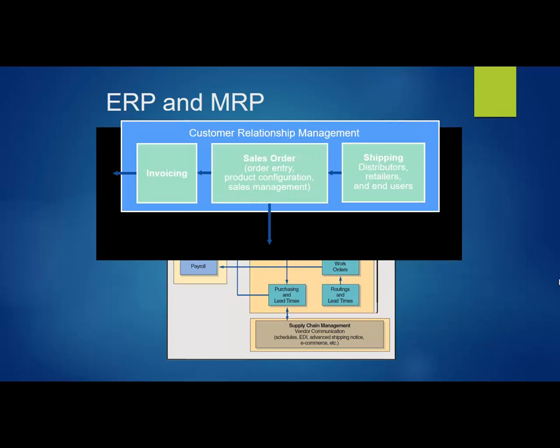So the ERP system extends its relation to the customer and manages the relationship through the customer relationship management system. So we have now a subsystem of the main ERP system that is called the customer relationship management system. In that, we deal with taking the orders, shipping and distributing the orders, and then invoicing the customer.